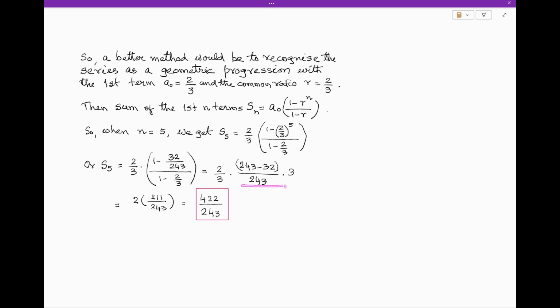(243 minus 32) divided by 243 multiplied by 3, and that is equal to 2 multiplied by 211 divided by 243, and that comes to 422 divided by 243. This is the same result we obtained earlier also. So that is the answer.